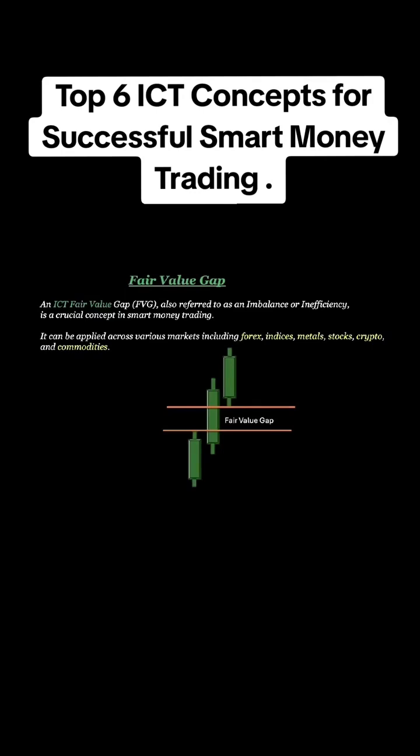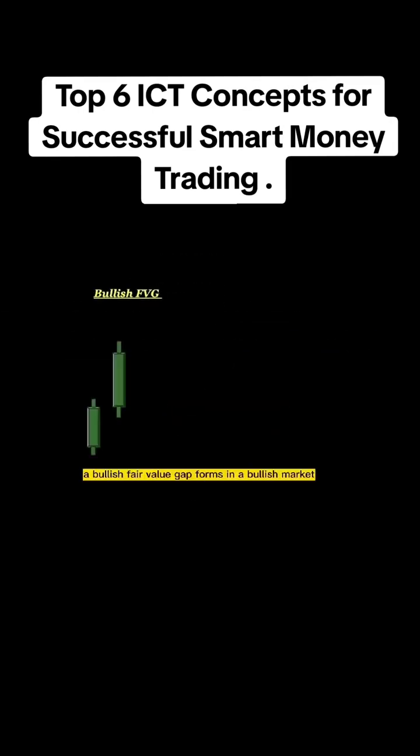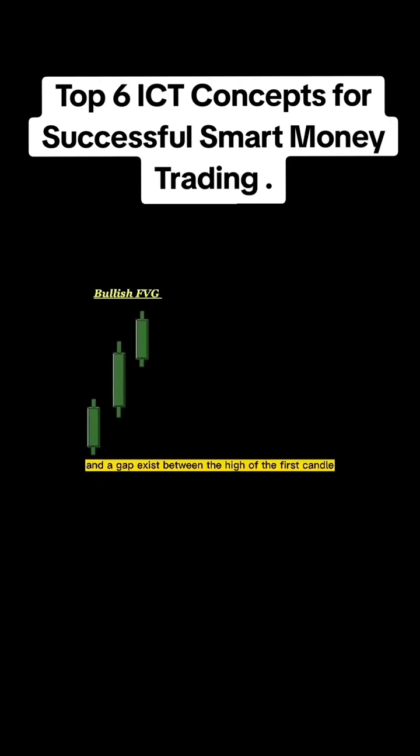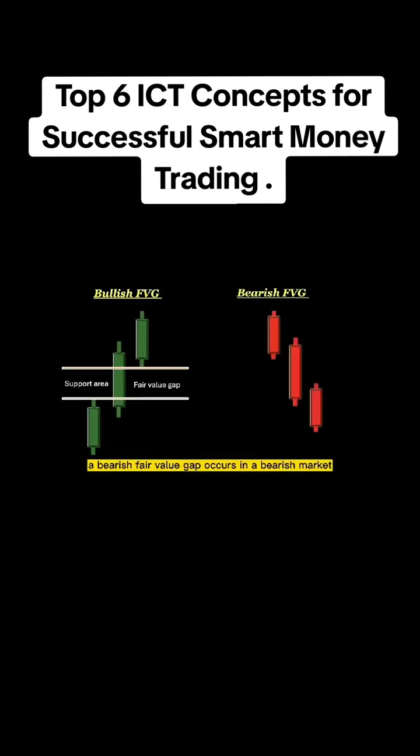To trade effectively using the fair value gap, we must first determine the market's trend, as bullish and bearish fair value gaps behave differently. A bullish fair value gap forms in a bullish market. The middle candle is a strong bullish candle with a large body, and a gap exists between the high of the first candle and the low of the third candle. In a bullish trend, the fair value gap often acts as support, with price tending to fill this gap before continuing its upward movement. A bearish fair value gap occurs in a bearish market.